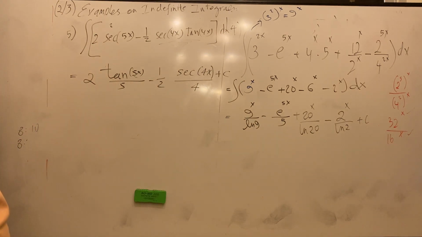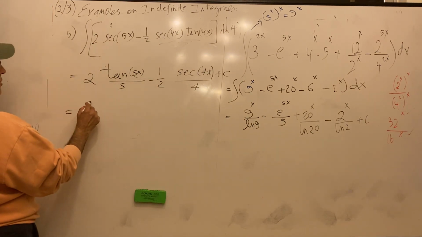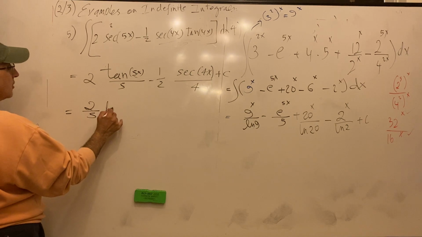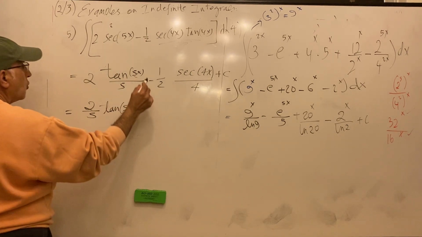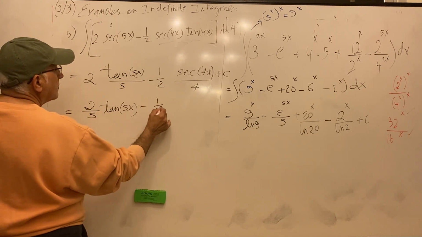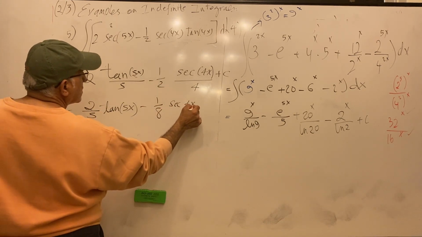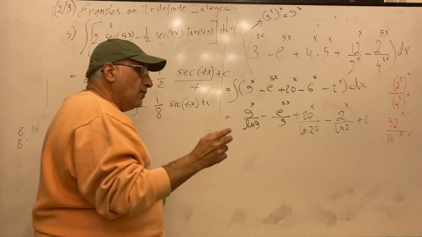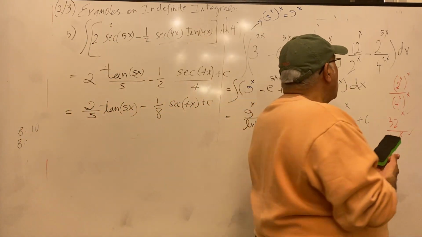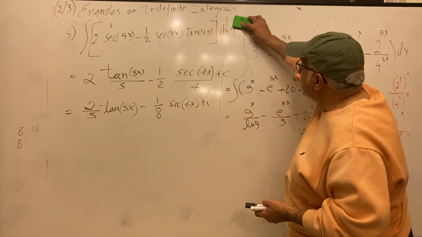Can I simplify this further? Yes, why not if you wish? 2/5 tangent 5x. You could put it between brackets or you don't have to. 1/2 times 4 is 1/8 secant 4x plus my constant c. So you have 4 rules that cannot be remembered. You can use your calculator to find any missing answer.